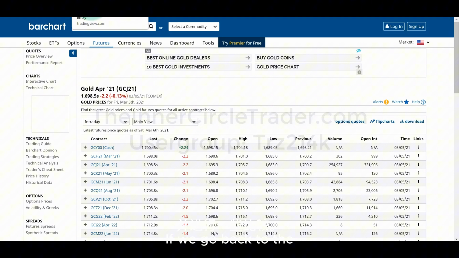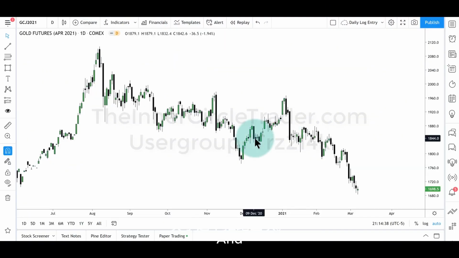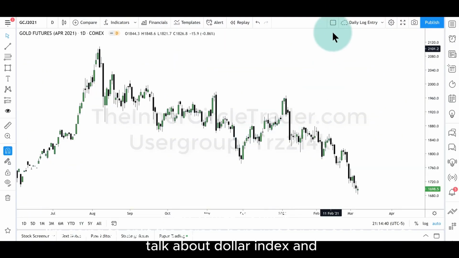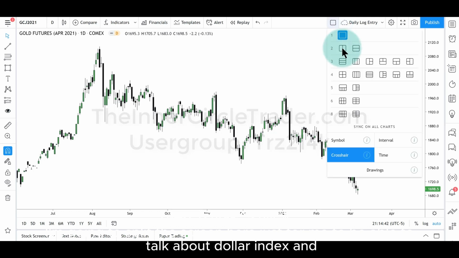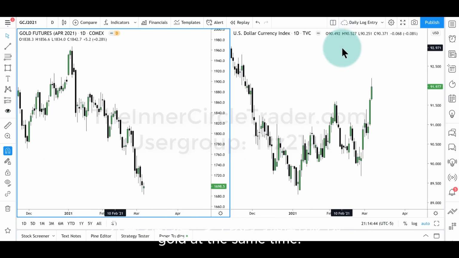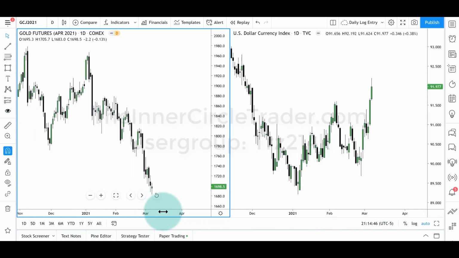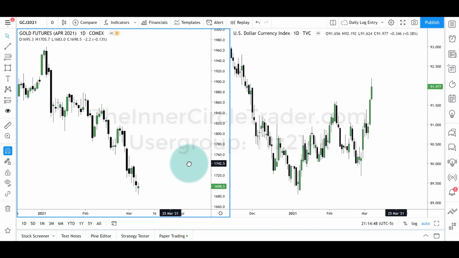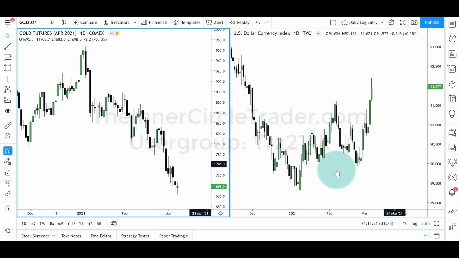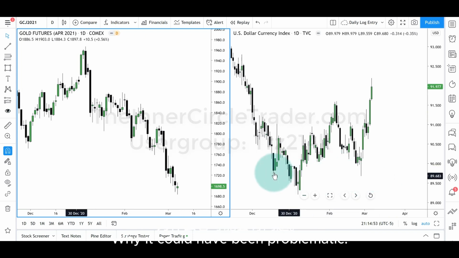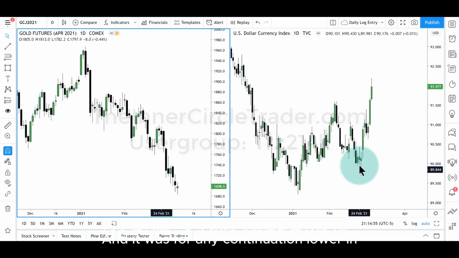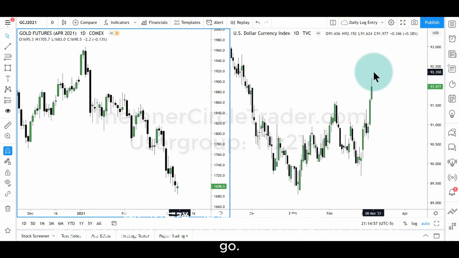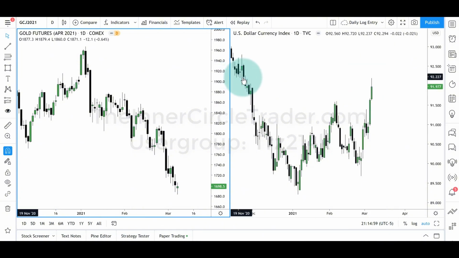If we go back to the gold chart here, I'm going to split the screen just for me to be able to talk about dollar index and gold at the same time and make some comparisons, and tell you why I was feeling what I was feeling about this rejection block, why it could have been problematic, and it was, for any continuation lower and the subsequent rally up to where I said it was going to go over here.